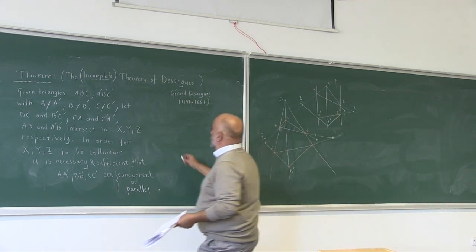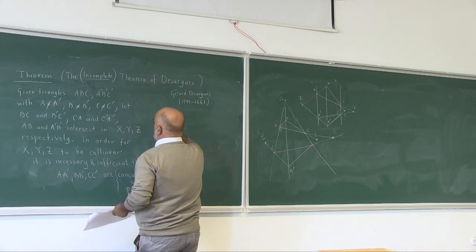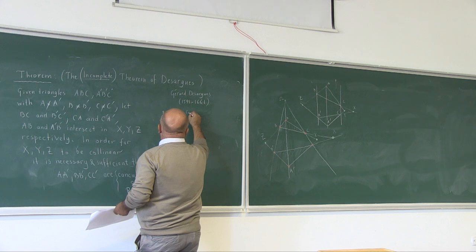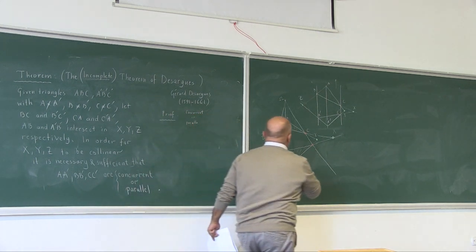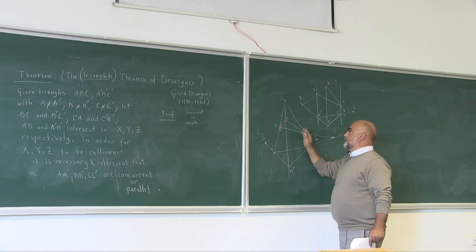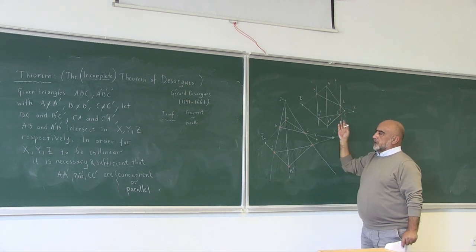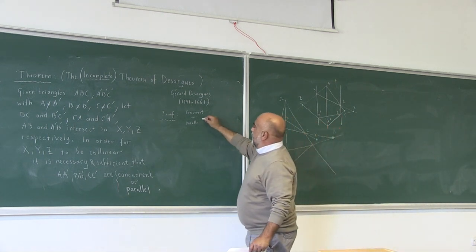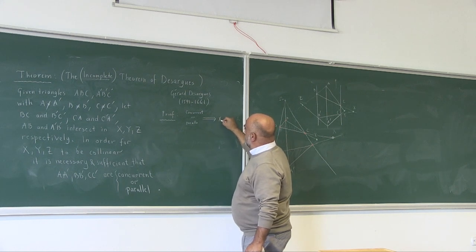Okay, so I will do the proof as follows. Part one. I will prove that if either this picture emerges, that is to say AA prime, BB prime, CC prime are concurrent in some point omega, or AA prime, BB prime, CC prime are parallel, if I make one of these assumptions, I will show that this will entail that the points X, Y, Z are collinear.